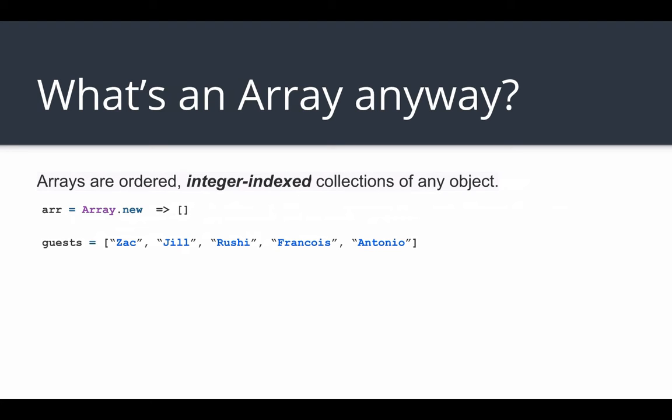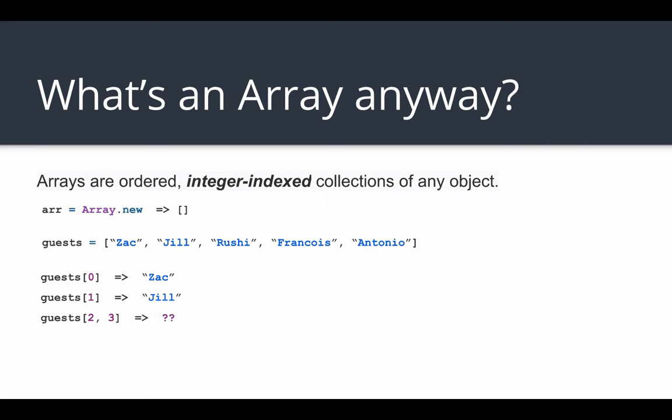We can access the different values in an array using their index. We're looking at guests index 0, which will return Zach. The important thing to note here is that every array starts with an index of 0, not 1. So if you take anything from this entire presentation, just remember, always starts with 0. So if we look at the index of 1, we're going to see that Jill gets returned.